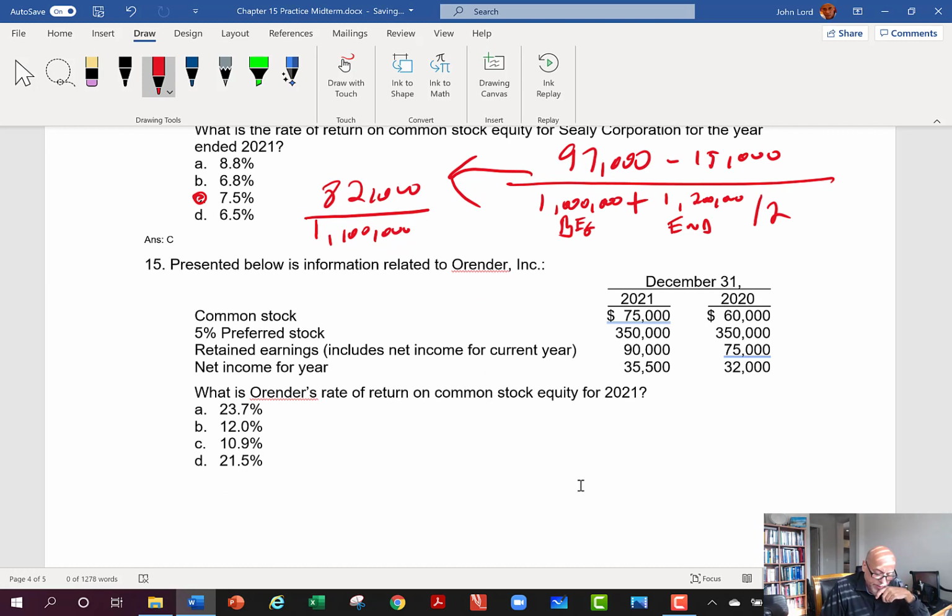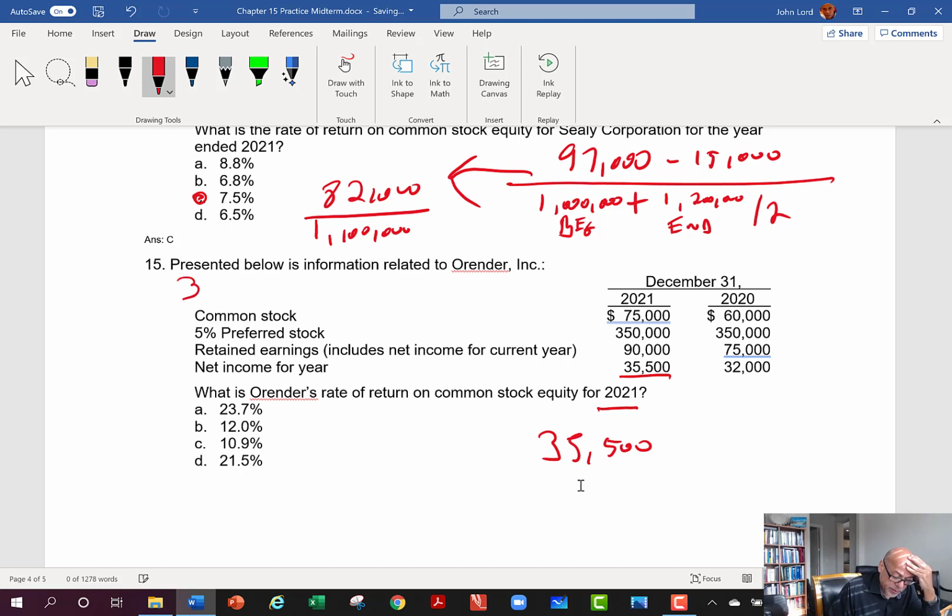Now, you take a look, and they're asking me for 2021. So you pick up the income for 2021, which is $35,500. This is the numerator. And then you subtract off the preferred dividends for this year, okay? You don't worry about amounts that might be in arrears, because it is simply what is going against the current year's income here.